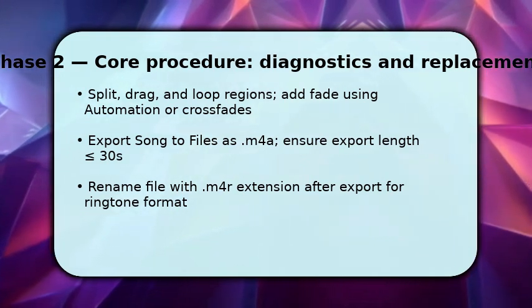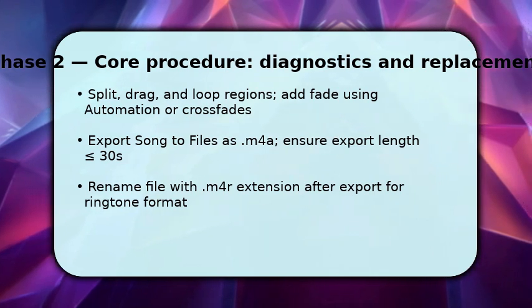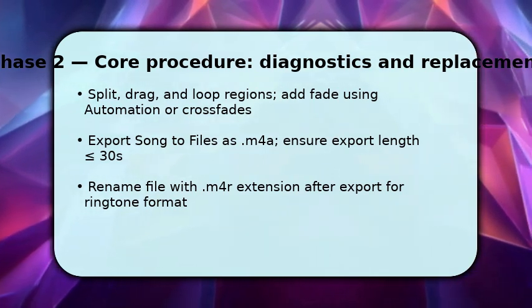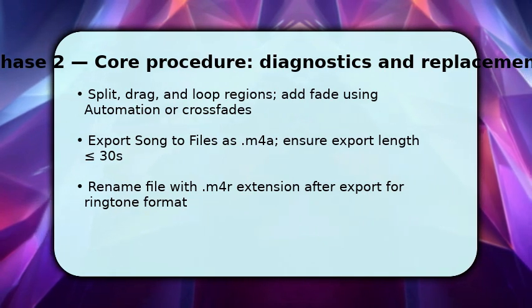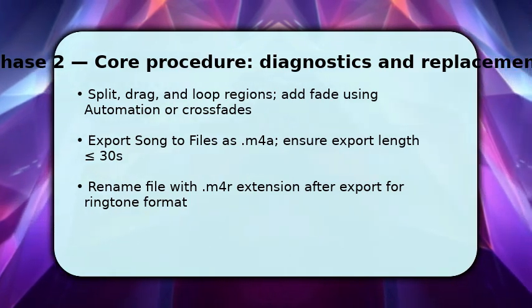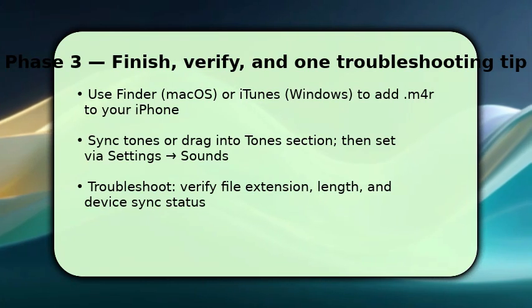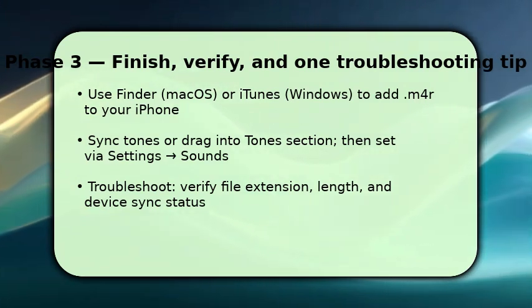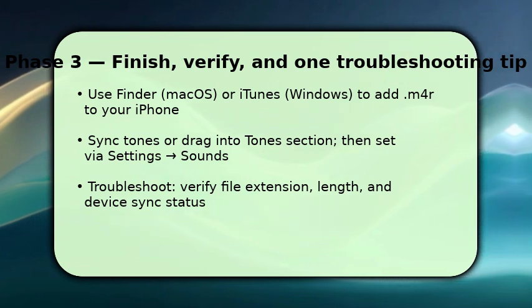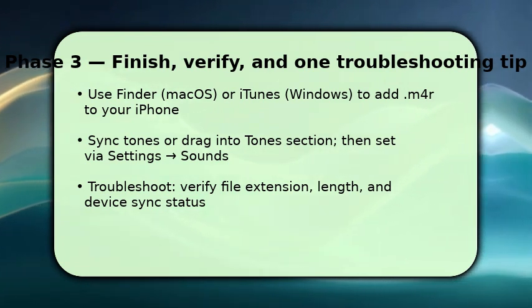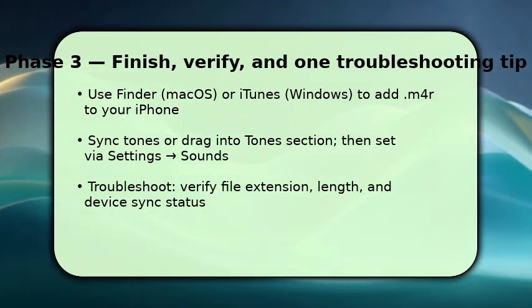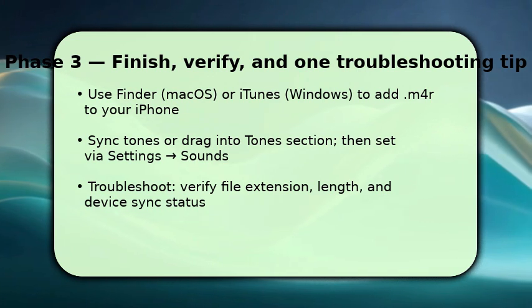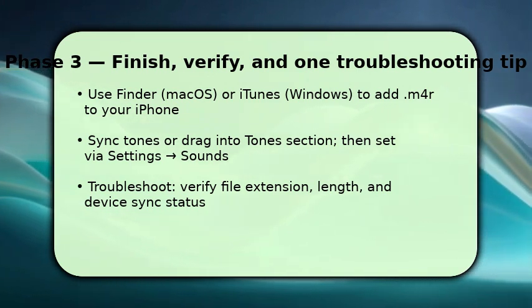After export, rename the file extension from M4A to M4R on your computer or in Files, so the system recognizes it as a ringtone. You finish by transferring the M4R ringtone to your iPhone. Connect to a Mac and use Finder, or use iTunes on Windows, then drag the tone into the Tones section and sync. Once synced, go to Settings > Sounds and Haptics > Ringtone and select your new tone.